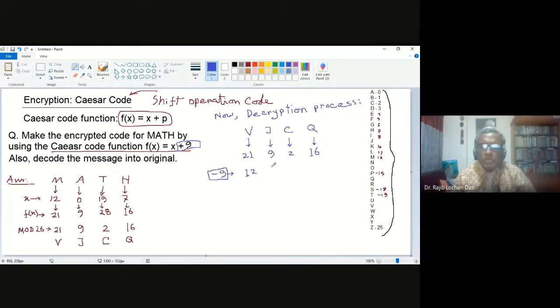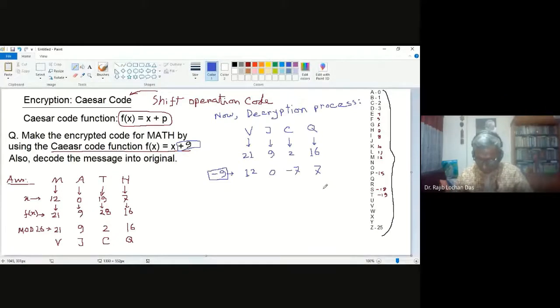And this one is 0, and 2 minus 9 is minus 7, right? And 16 minus 9 is plus 7. So these are the results, these are the values, right? So we have some numbers, and at least one is negative. So how can I handle negative 7?